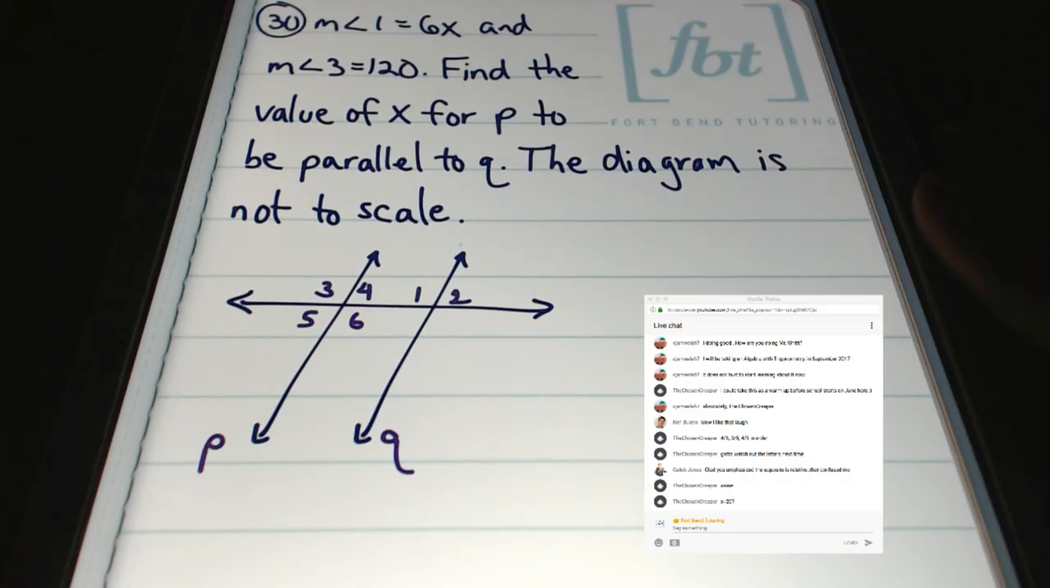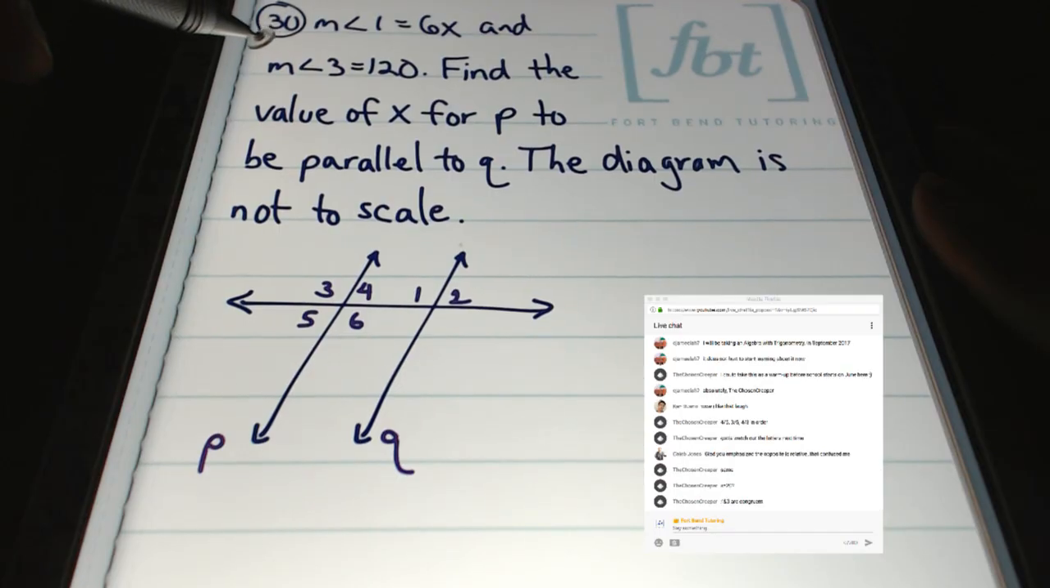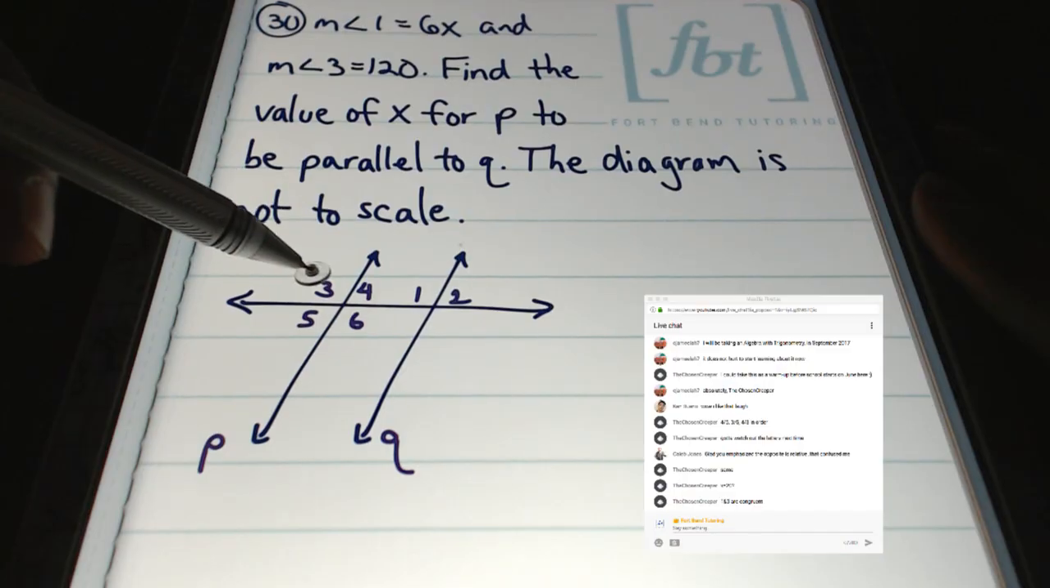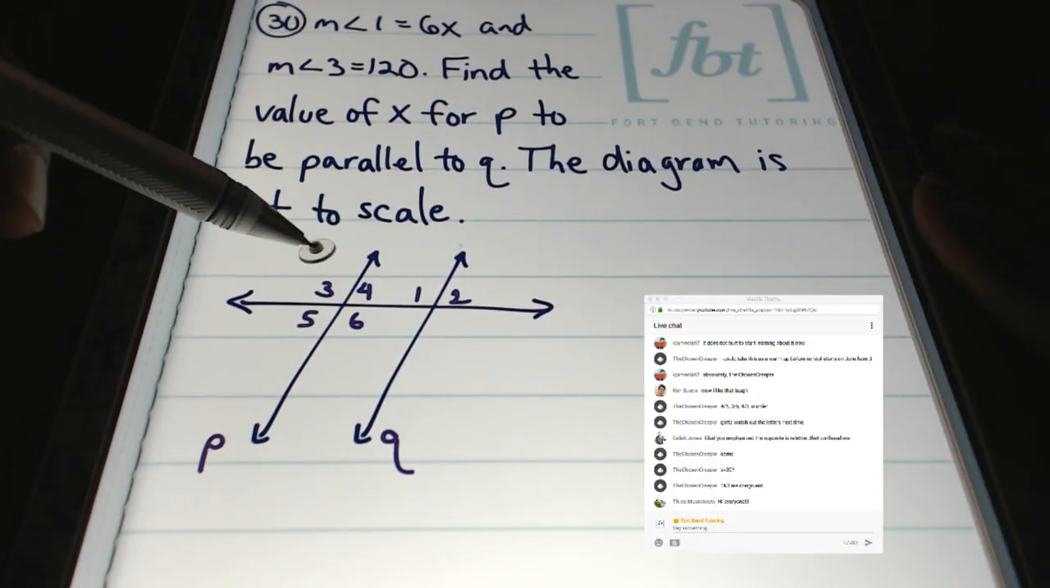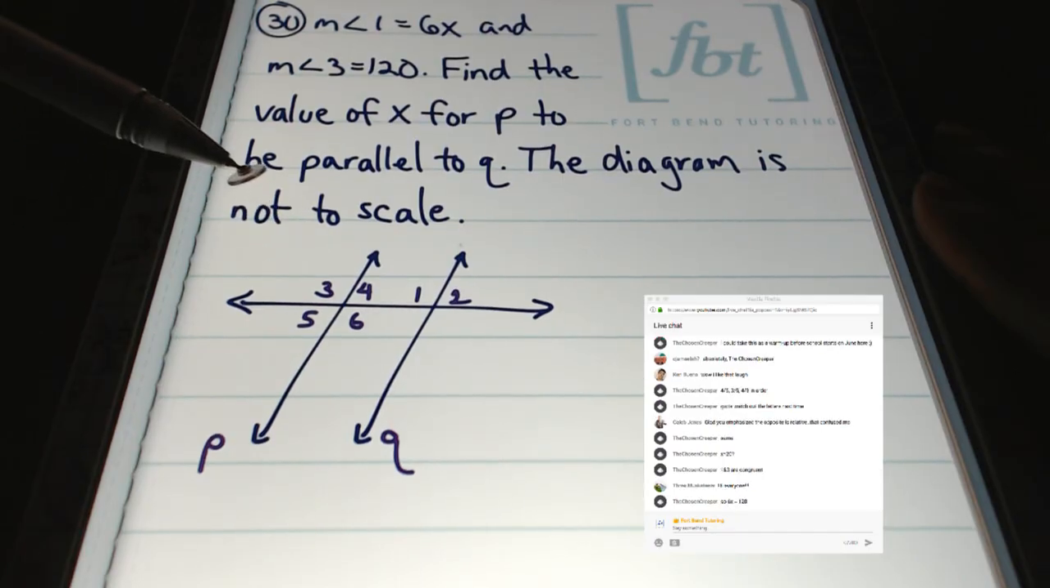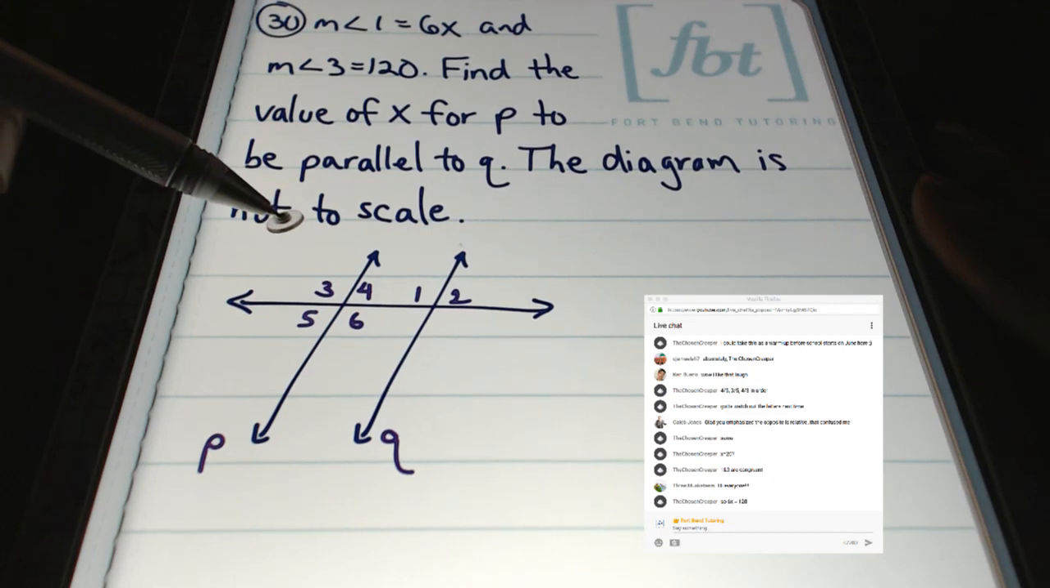So what we want to do now, given that they gave us the angle 1 and angle 3 measurements, is look at the relationship between angle 1 and angle 3. Because they're in similar clusters here, and they're located in the upper left corner of those clusters of angles, they would be corresponding angles. They're definitely corresponding angles, and corresponding angles are congruent to one another when the lines P and Q are parallel to one another. So that's going to be our setup.